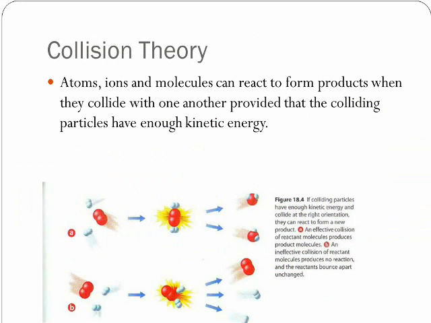How do things react? Well, there's a collision theory that basically says in order for things to react, atoms and molecules must hit each other. They must come in contact with each other. Otherwise they'd never meet and they wouldn't react. So they have to somehow come in contact with each other. If one molecule is 10 miles away from another molecule, they're never going to react. They're not going to meet. They have to be close enough to meet and collide with each other.